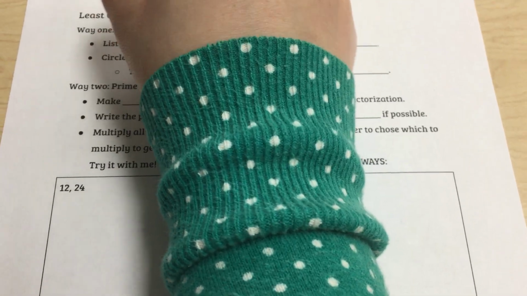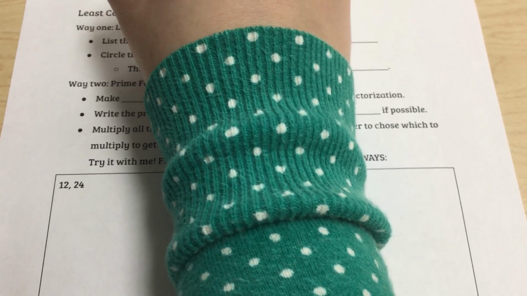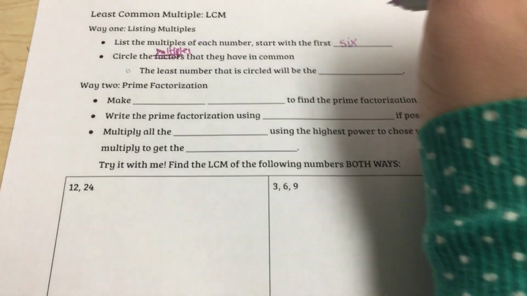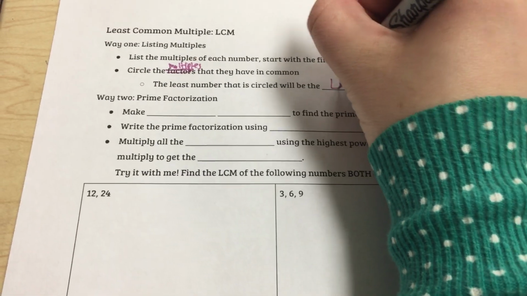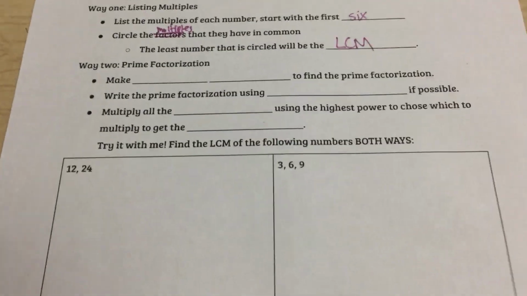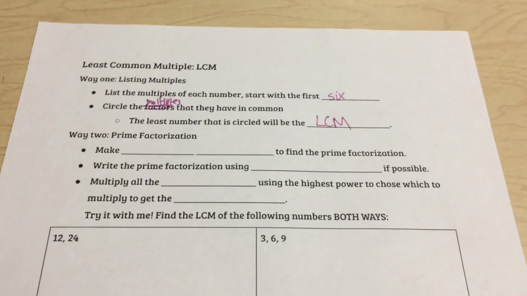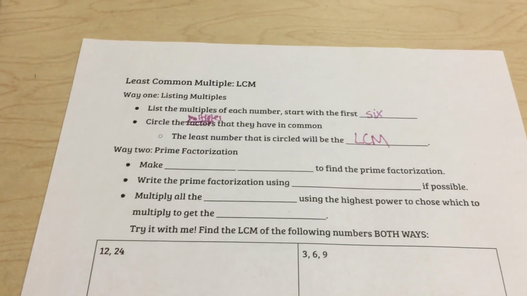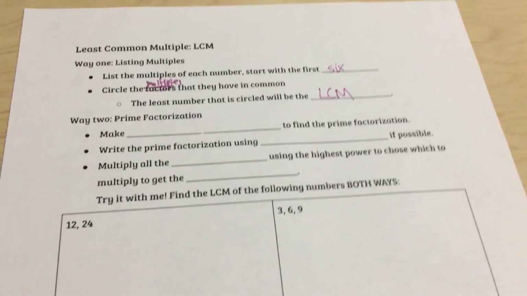And I'm sorry, this should say multiples, so can you change that for me? So the multiples they have in common, the least number circled will be the LCM. Unlike GCF, this is actually probably the easiest way to find LCM.